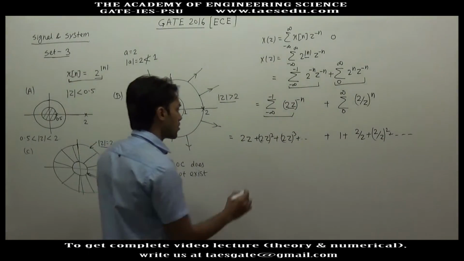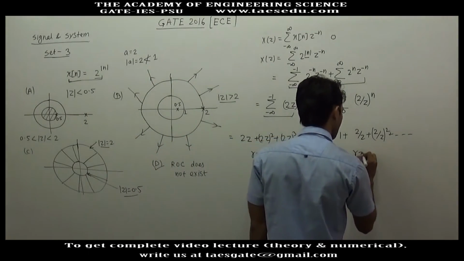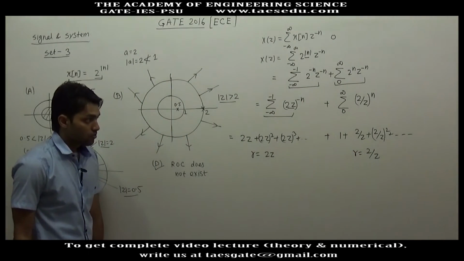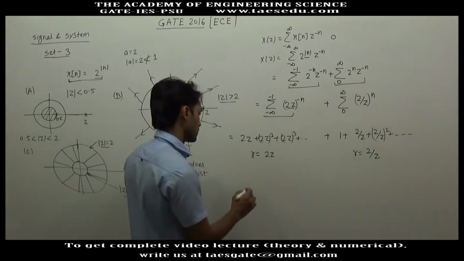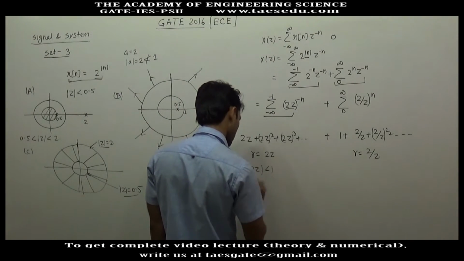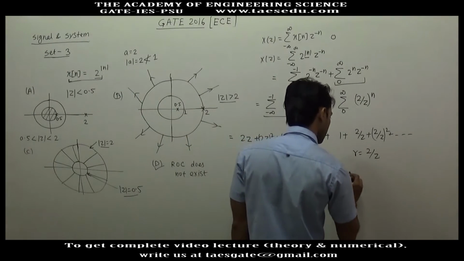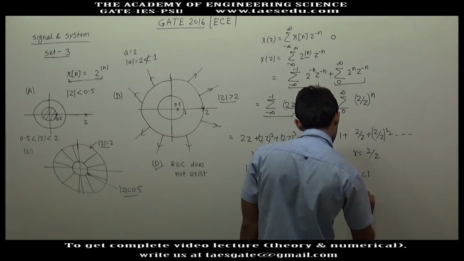Here the common ratio is r equal to 2z, and here the common ratio is 2 by z, and both common ratios have to be less than 1. So here mod of 2z has to be less than 1, which means mod of z has to be less than 1 by 2, and here mod of 2 by z has to be less than 1, which means mod of z has to be greater than 2.